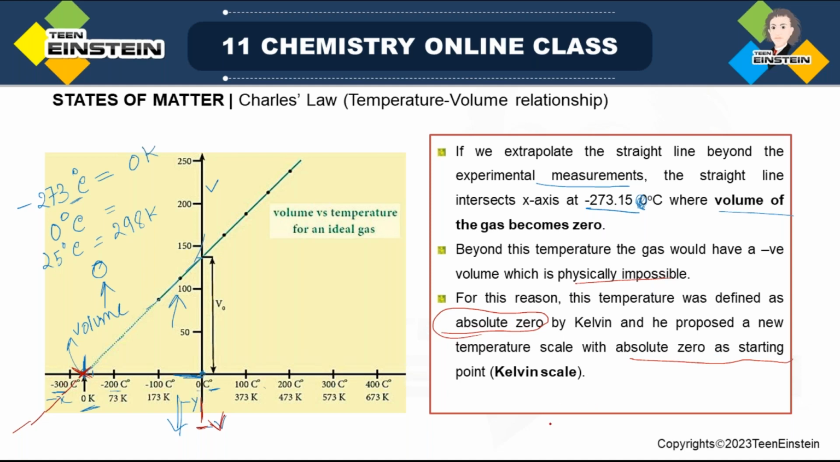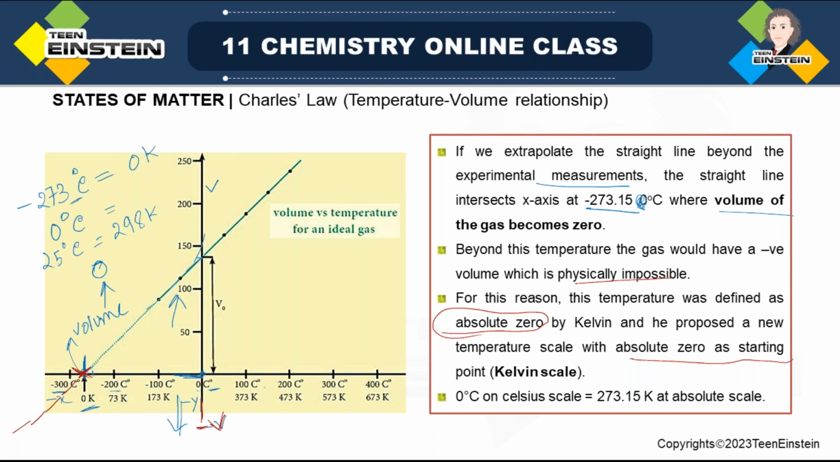And he proposed a new temperature scale with absolute 0 as starting point. So this is another scale of temperature, where the starting point is 0 Kelvin, and if you compare with degree centigrade, it is minus 273 degree. So whenever you get any value in degree centigrade, if you want to convert to Kelvin, you just have to add 273. And if you do the reverse, that is if you have any value in Kelvin and you are trying to convert it to degree centigrade, now you have to subtract it, right?